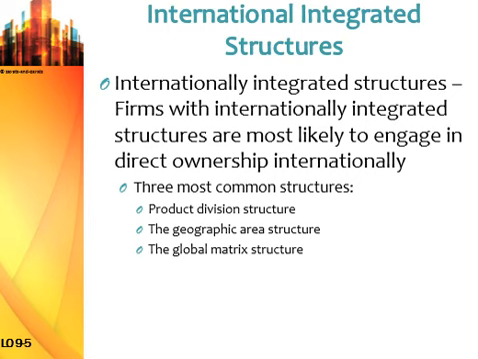The company had presence in several countries, so they started making one shoe of a pair in one country and the other shoe in another country. That way they put a full stop to the stealing problem at their company. So this is an example of internationally integrated structures. The three most common structures are the product division structure, the geographic area structure, and the global matrix structure.